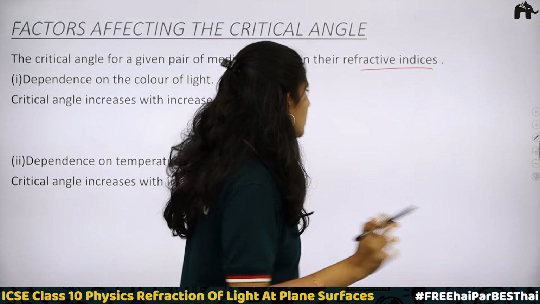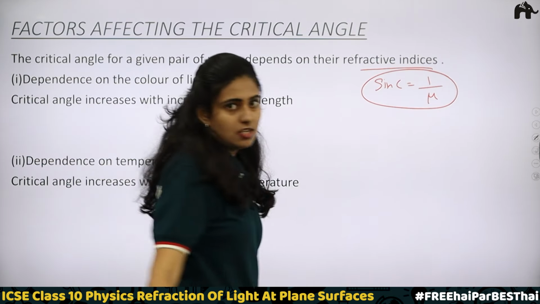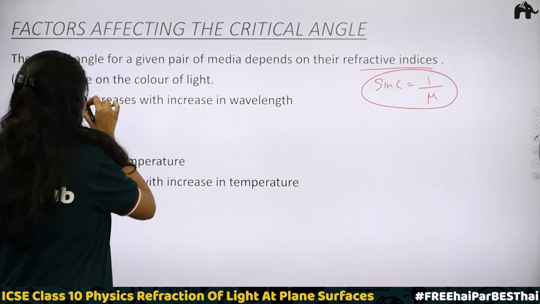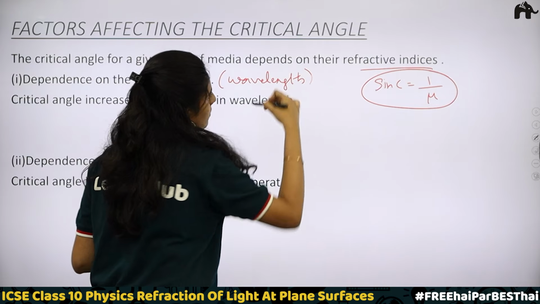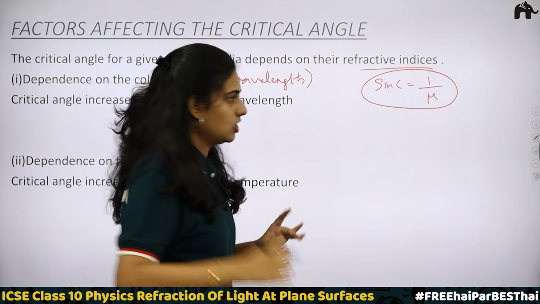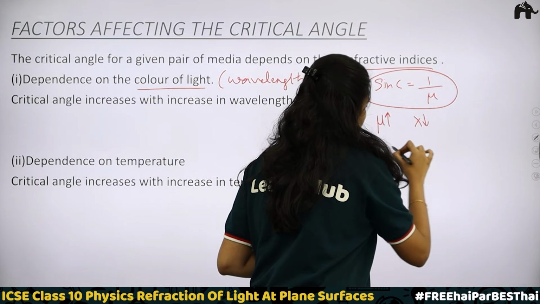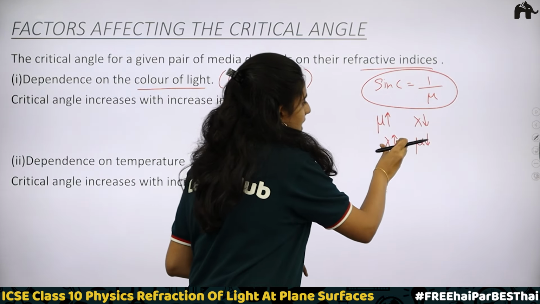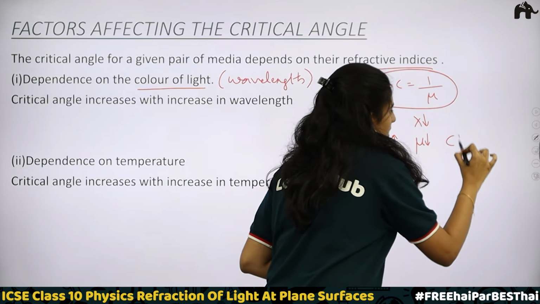How does it depend? What is the relation? We have sine of critical angle equal to 1 by refractive index of the medium, which means this is a reciprocal relation, right? It is an inverse relation. Now, the first factor is dependence on the color of light, which means dependence on the wavelength of light that is used. What is the relation between wavelength and refractive index? They are also in an inverse relation. When refractive index increases, wavelength decreases. Or when wavelength increases, refractive index decreases. When refractive index decreases, critical angle will increase.